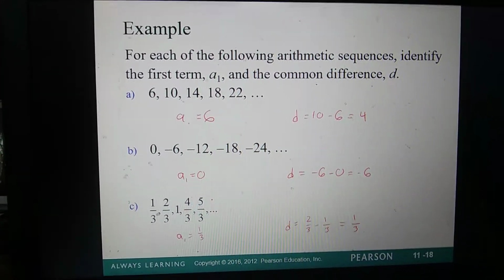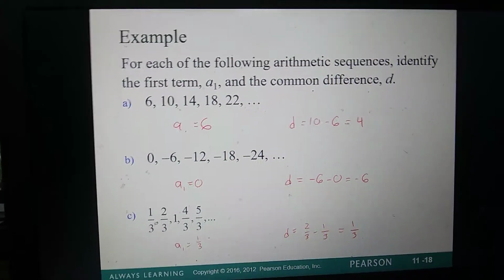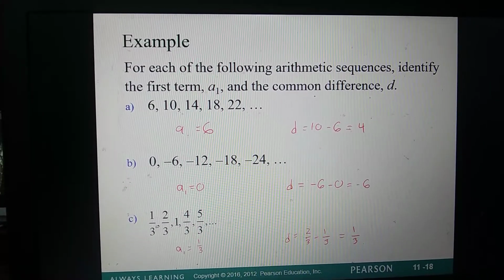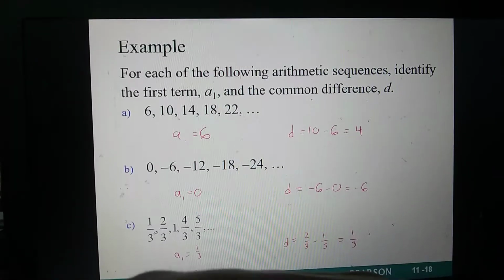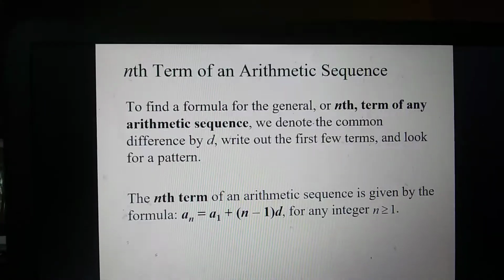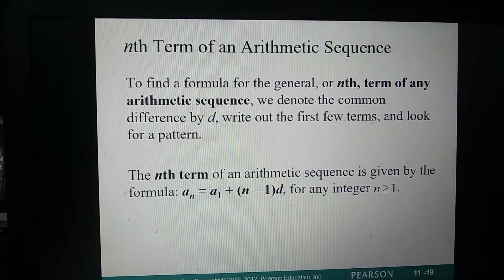which is possible. Then you have first term 1/3 for this one, and you do the second minus the first, and your common difference is also 1/3. So that's also possible, to have the same common difference as first term. Here's the generalized formula for it.